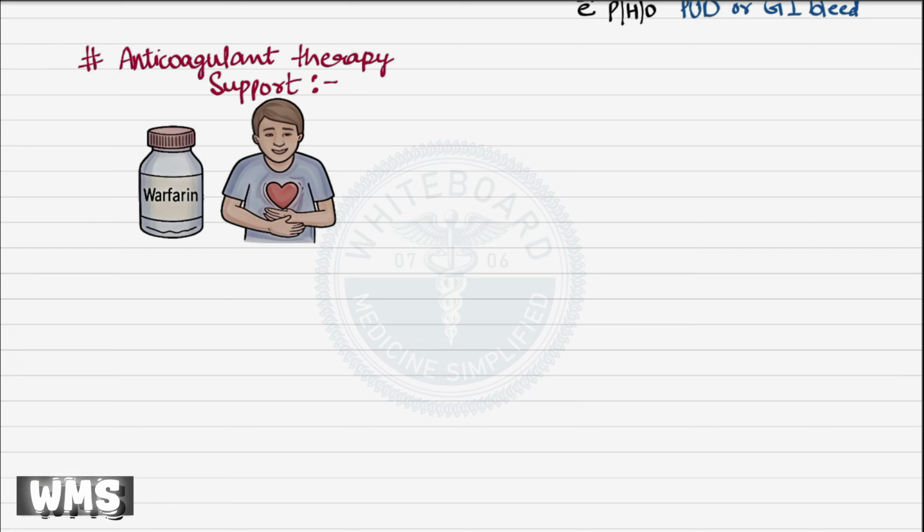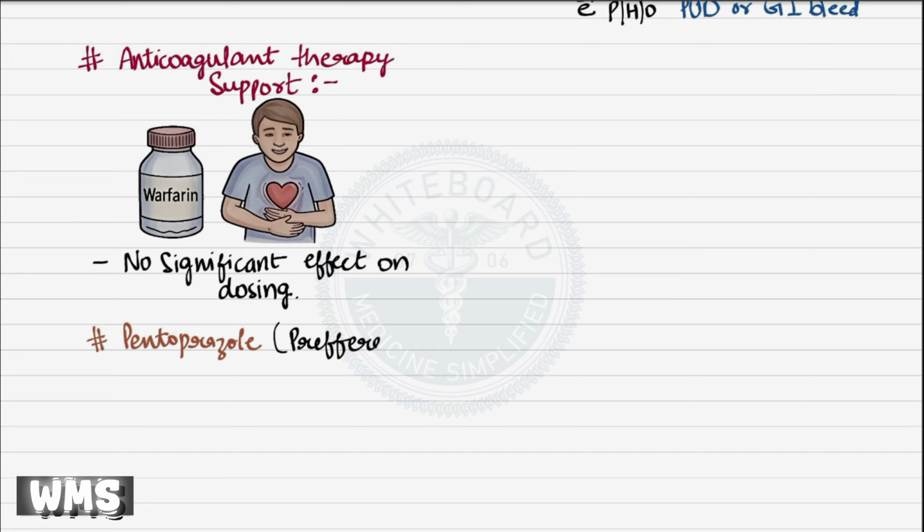Importantly, PPIs generally do not require adjustment of anticoagulant dosing. And among the available agents, Pantoprazole is often preferred because it has relatively fewer drug interactions through the CYP450 enzyme system. Finally, PPIs are also frequently co-prescribed with systemic corticosteroids.